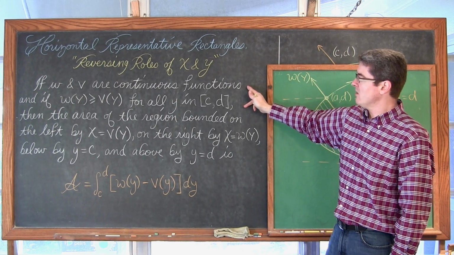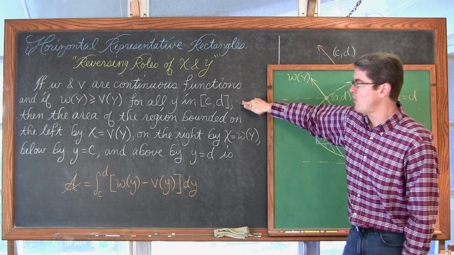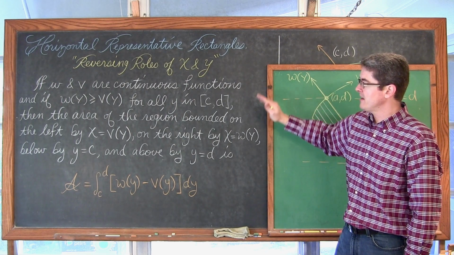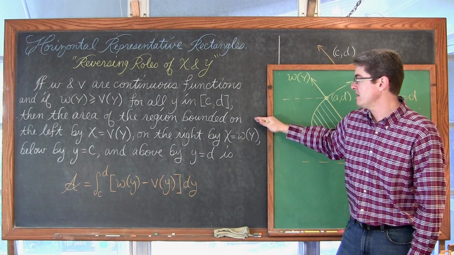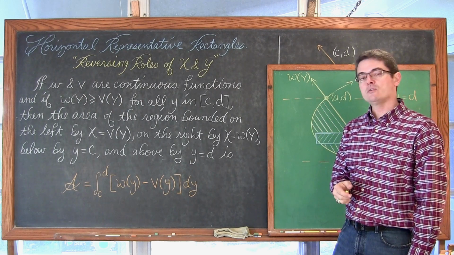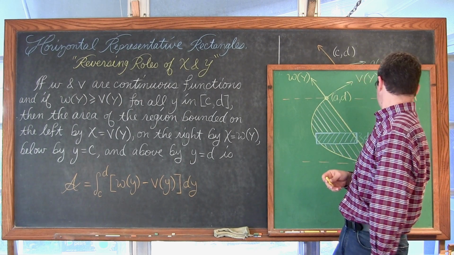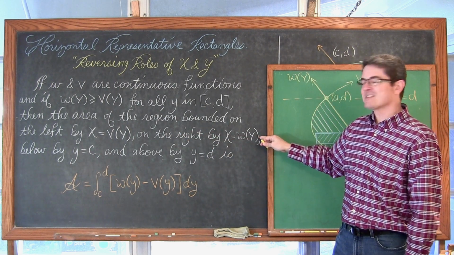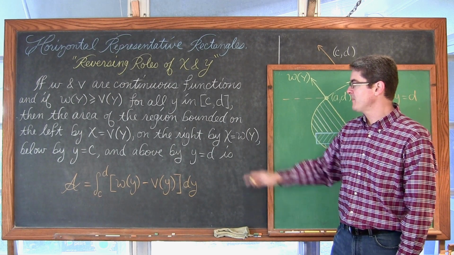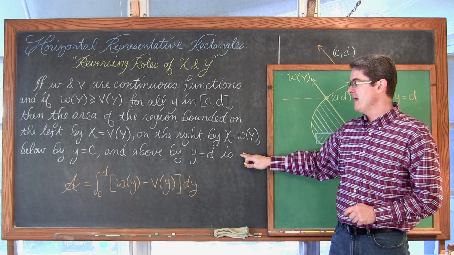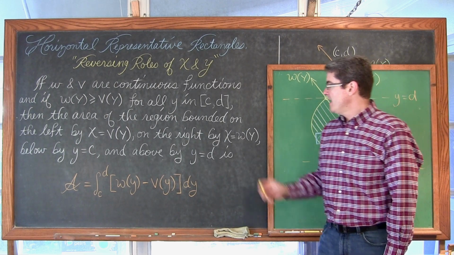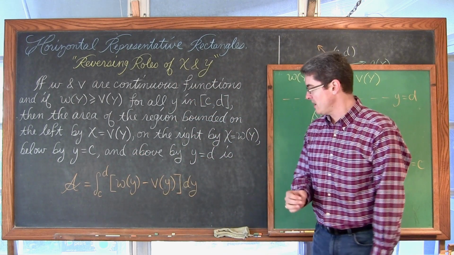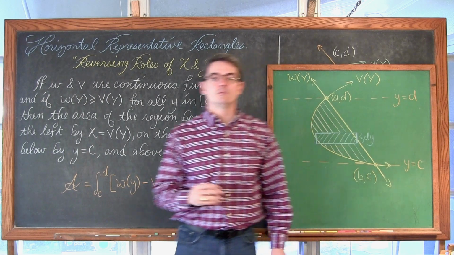If w and v are continuous functions, and if w of y is greater than or equal to v of y for all y in the closed interval from c to d, then the area of the region bounded on the left by x equals v of y, and on the right by x equals w of y, below by y equals c, and above by y equals d, is found by the definite integral from c to d of w of y minus v of y with respect to y, or dy.